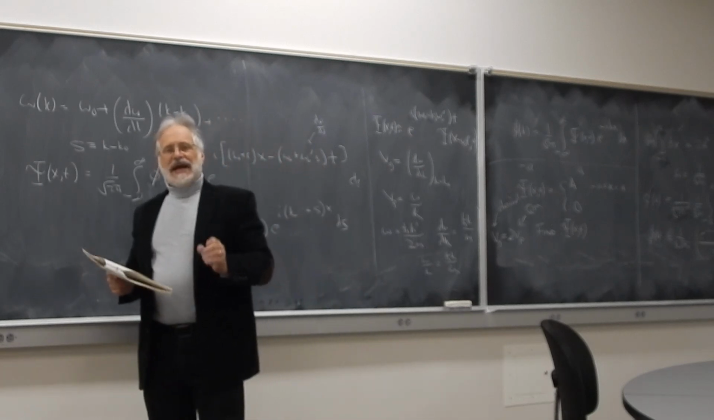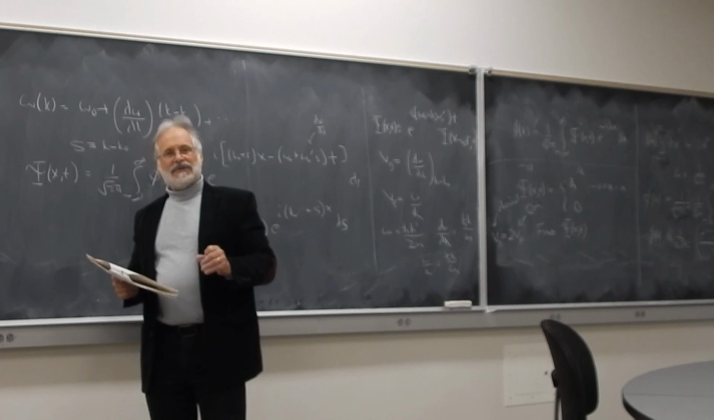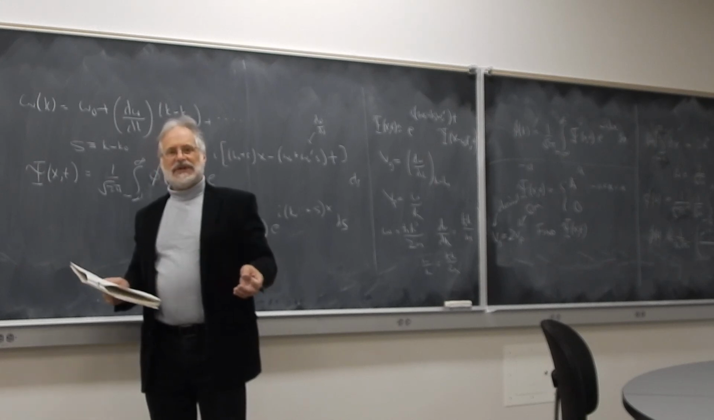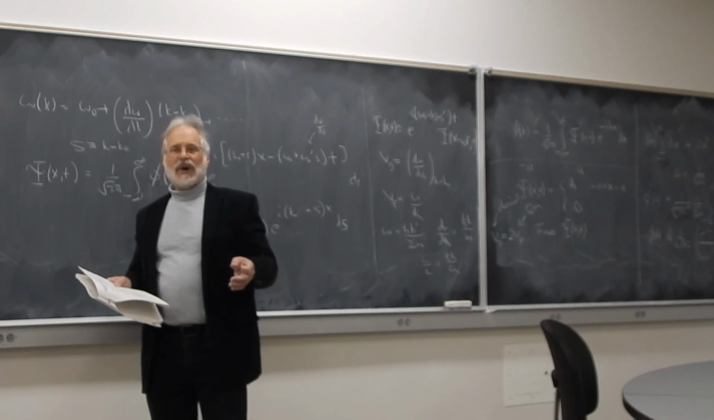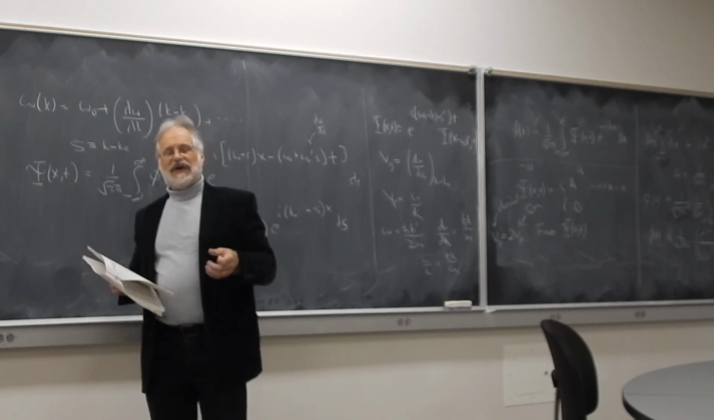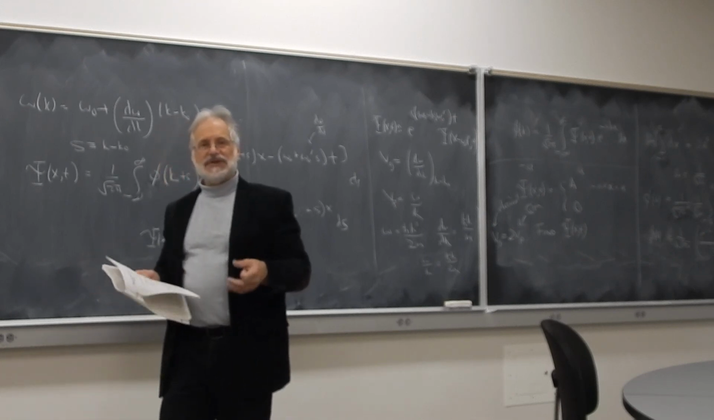What I'd like to do next time is to talk about bound and scattering states. We'll do some things like the delta function potential, and we'll do the finite square well, which are also very nice examples of one-dimensional solutions to the Schrodinger equation.